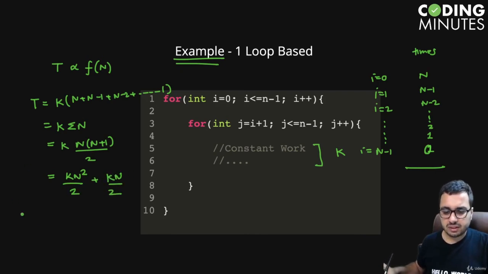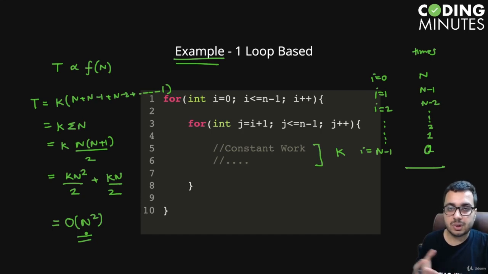Now we see that this is how the time is dependent upon this particular function, and in terms of big O notation we can say this is going to be order of. Both the loops together are going to run approximately n square times, hence the complexity of this code is order n square. That's it.